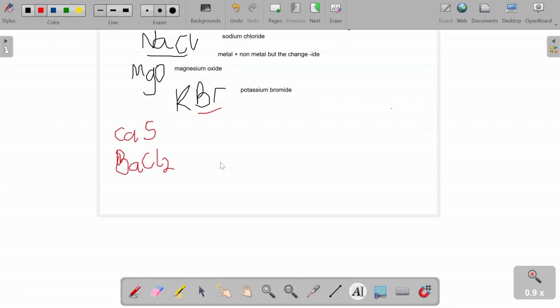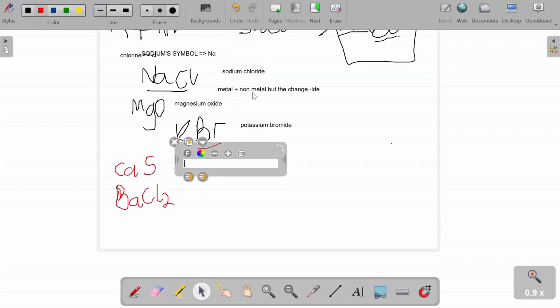Okay, so let's actually solve this together. Remember the format: metal plus non-metal, but change the non-metal to end in IDE. The metal here is calcium. Ca is the symbol used to represent calcium. Now, what's the non-metal? This is sulfur. S is the symbol used to represent sulfur. So we say calcium sulfide. Remember, we don't say calcium sulfur, we say calcium sulfide. That's the answer.